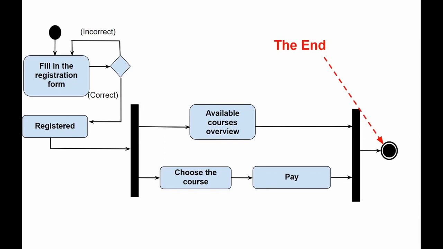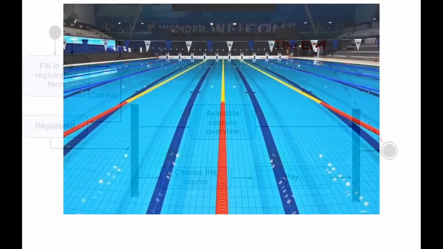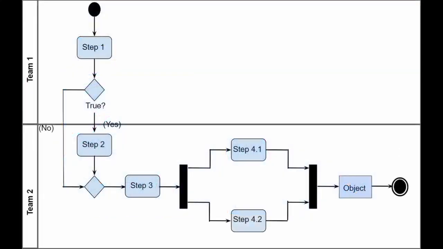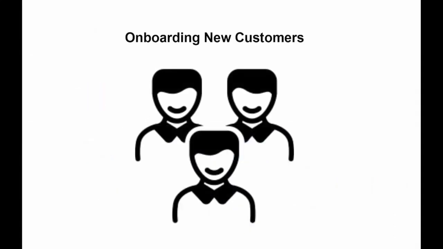I suspect that the person who invented the first activity diagram was probably a passionate swimmer, because he or she introduced the concept of a swim lane as a part of the diagram. Swim lane is a way of grouping activities performed by the same actor in a single thread. Let's have a look at the activity diagram that describes the business process of onboarding a new client.